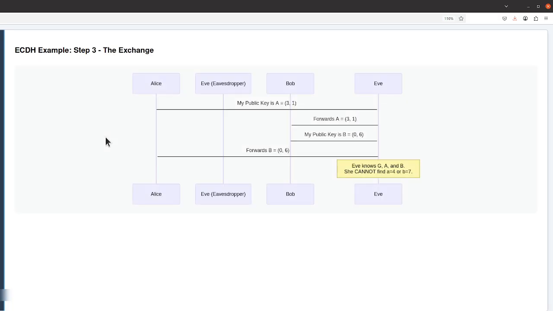ECDH example. Step 3: The exchange. Alice and Bob now exchange these public keys over the insecure channel. Alice sends the point (3, 1) to Bob, and Bob sends the point (0, 6) to Alice. An eavesdropper can see the public curve parameters, the generator G, and both public keys A and B. However, she is trapped by the ECDLP. She cannot figure out that Alice's secret number is 4 or that Bob's is 7. She cannot reverse the point multiplication.